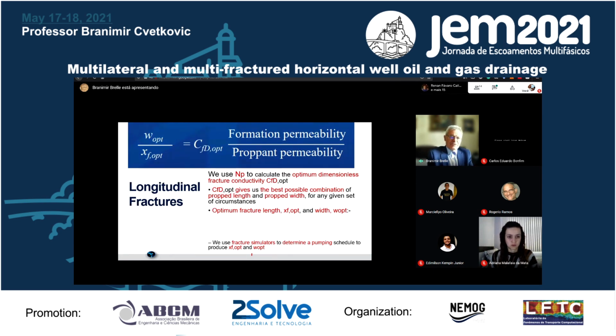And then for the longitudinal fracture, we always use NP to calculate the optimum dimensionless fracture conductivity. And CFD gives the best possible combination of propant length and proper width, and optimum fracture length, XF. So what is the length again?